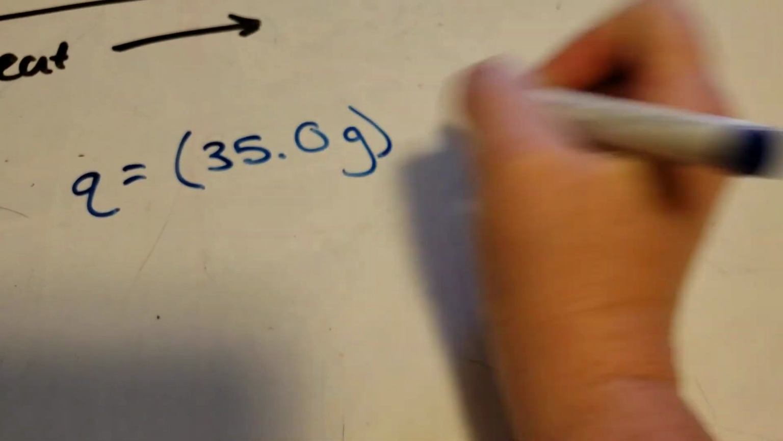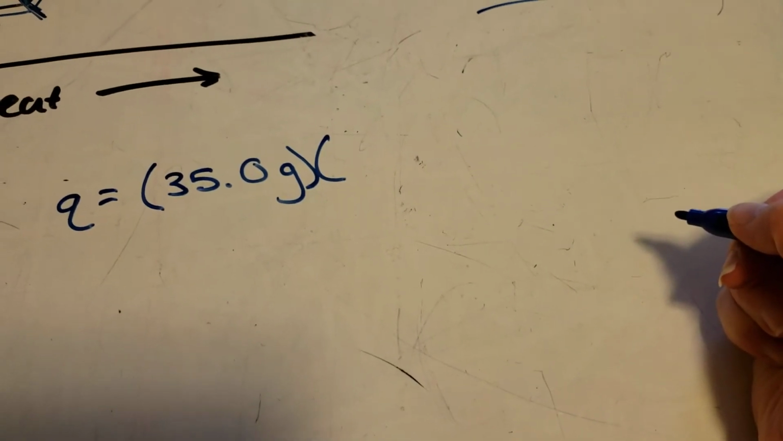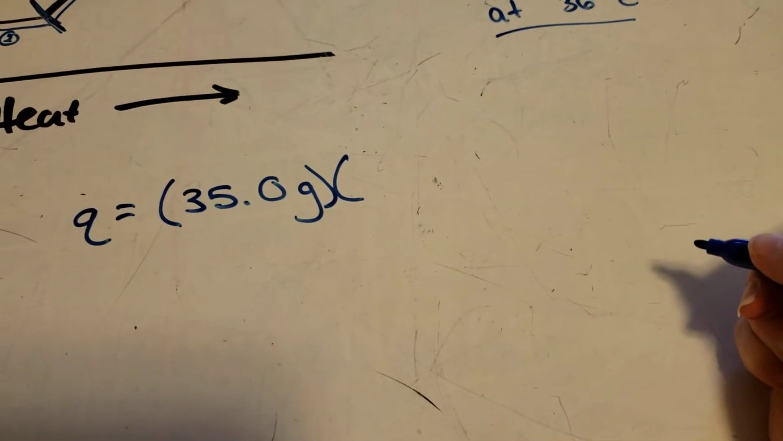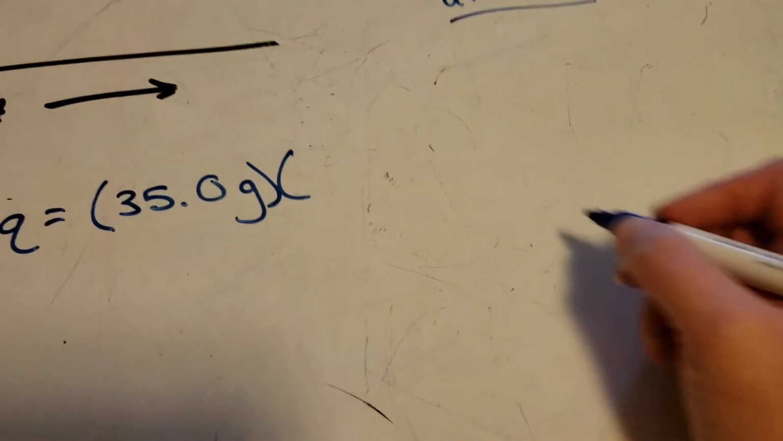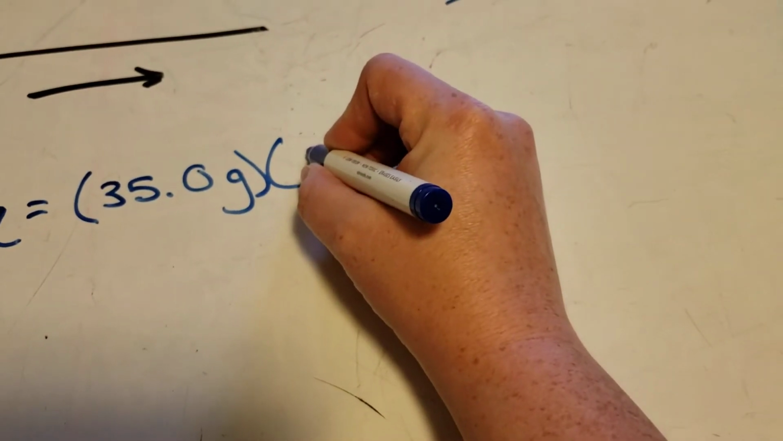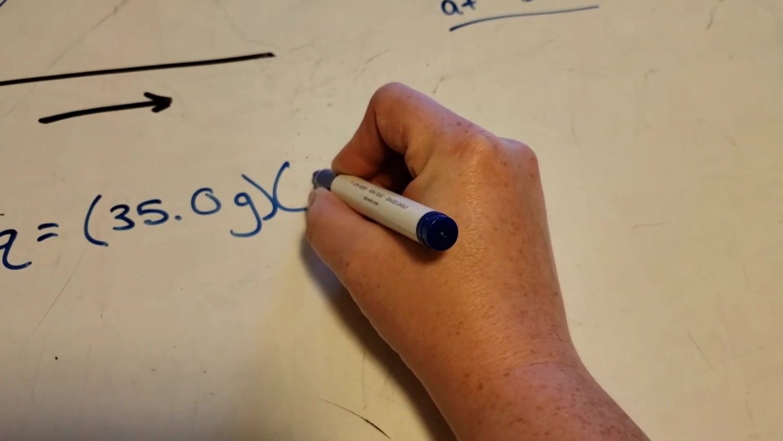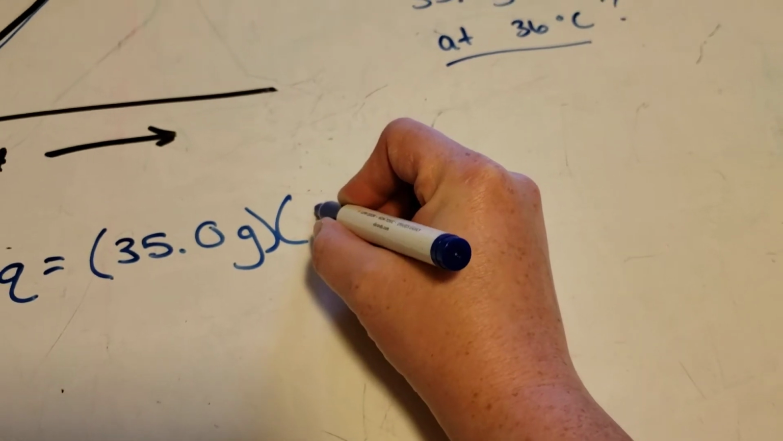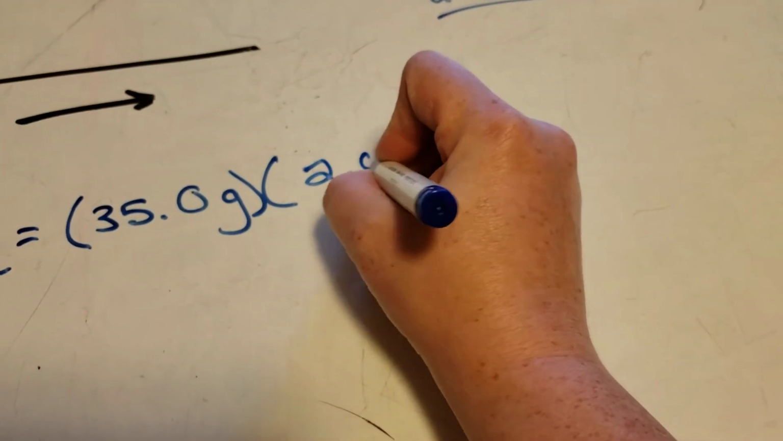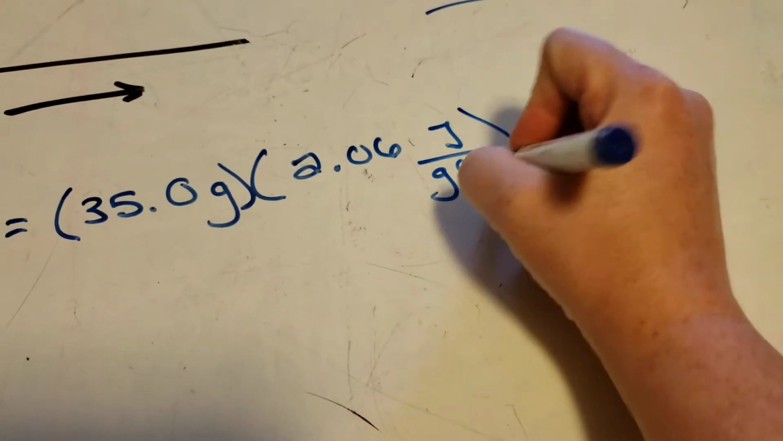35.0 grams. All right, specific heat. Specific heat for a solid, a liquid, and a gas are completely different. The specific heat for solid H2O, which you found in your notes, and I put on Schoology a heat curve of H2O note page that has all of the formulas and all of the specific heats for H2O, is 2.06 joules over grams degrees Celsius.